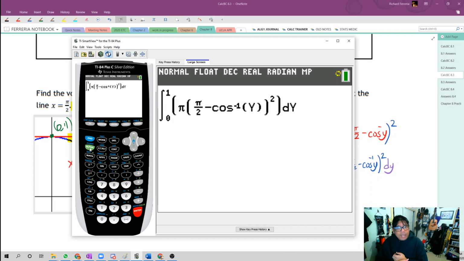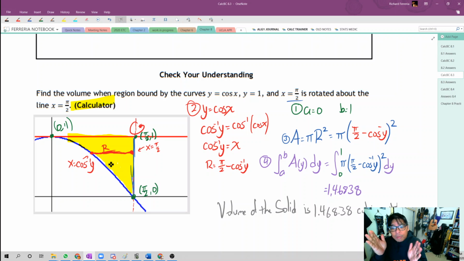That gives me a volume of, wait for it, 1.468. All right, the volume of the solid is 1.46838 cubic units.